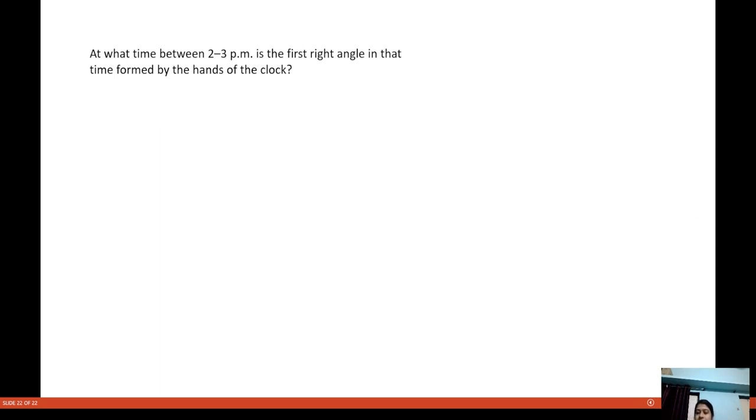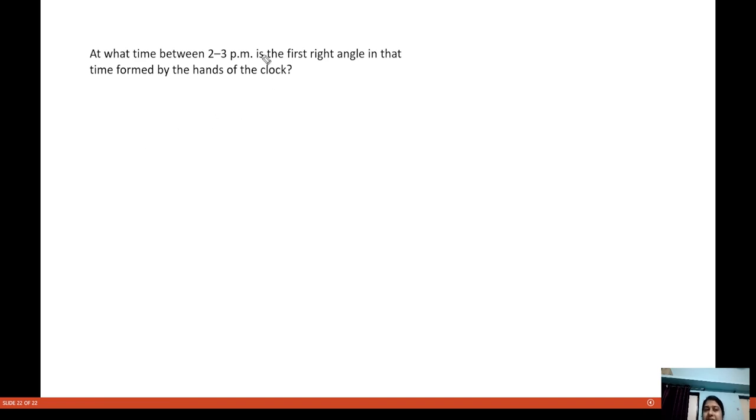Whenever you have to calculate when the right angle is occurring, you have to do it in this way only. Why? Because both the hands are moving. Your hour hand is also moving, your minute hand is also moving. That is why we are doing this.